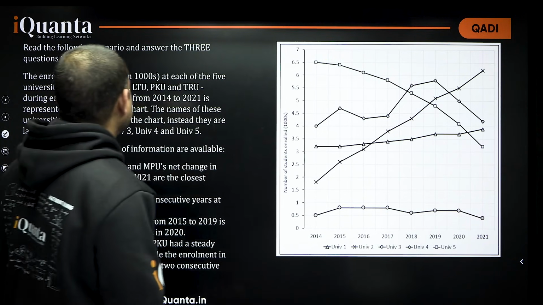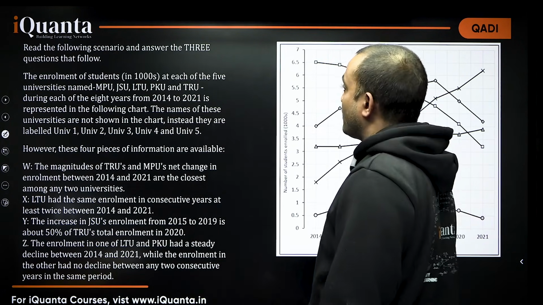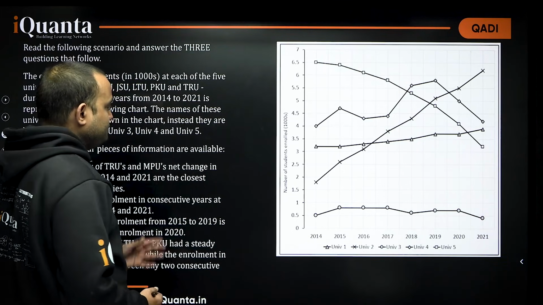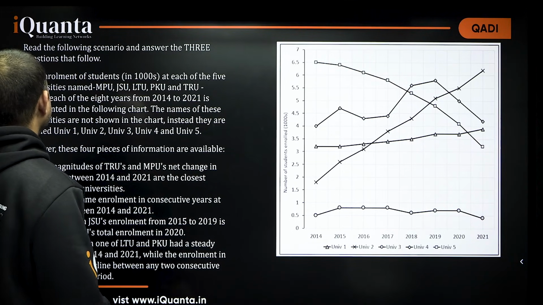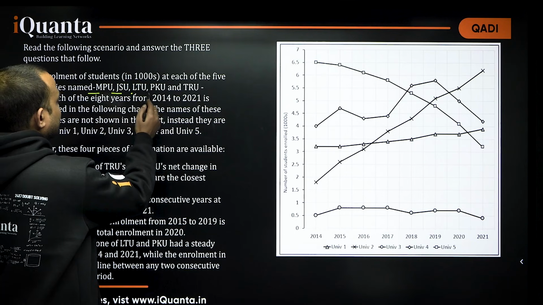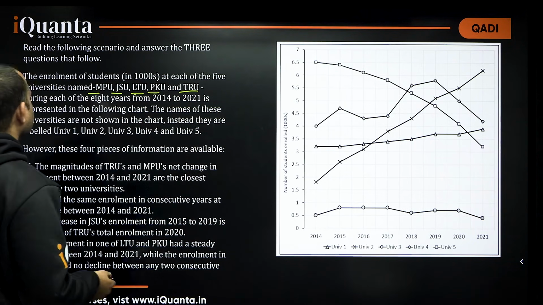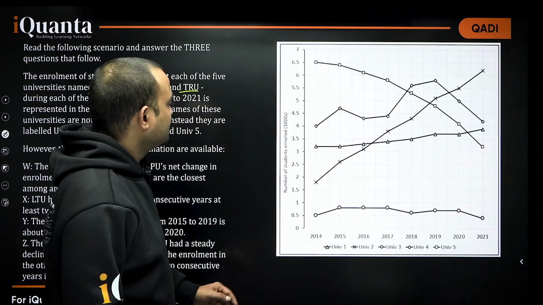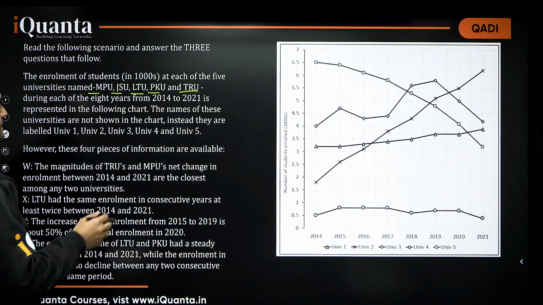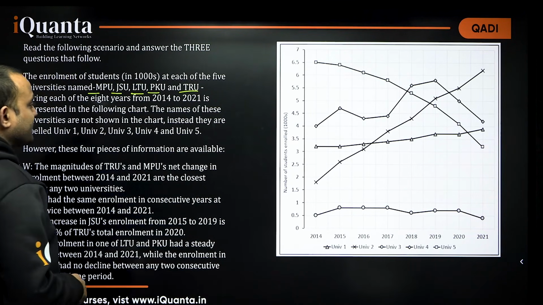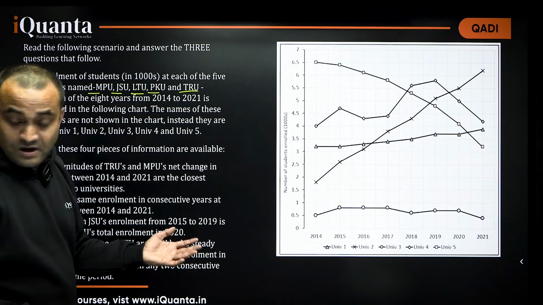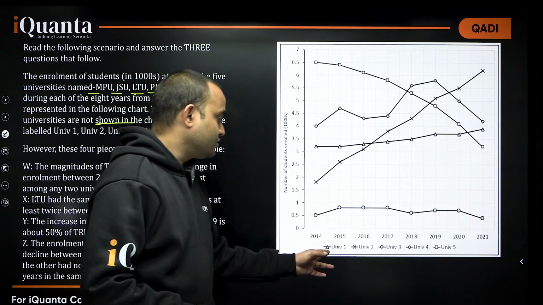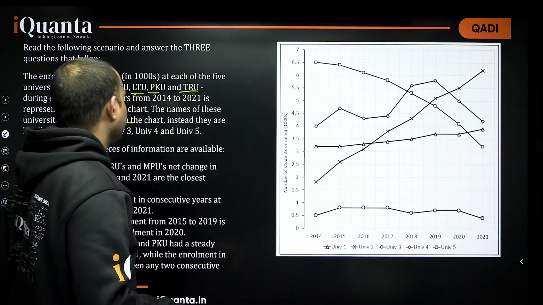Read the following scenario and answer the 3 questions that follow. The enrollment of students in thousands at each of the 5 universities named MPU, JSU, LTU, PKU and TRU during each of the 8 years from 2014 to 21 is represented in the following chart. In this chart, the names of these universities are not shown. Instead, University 1, 2, 3, 4, 5 is given.